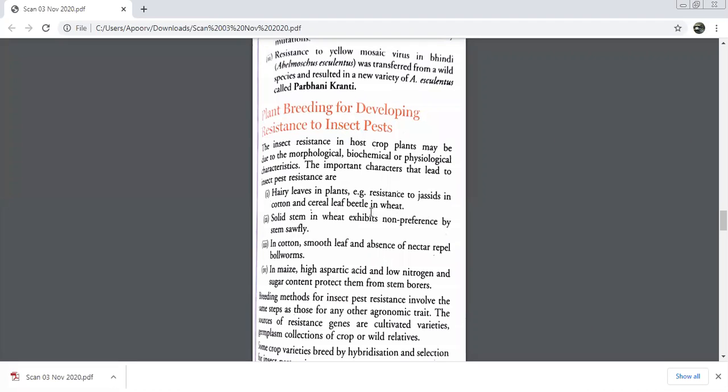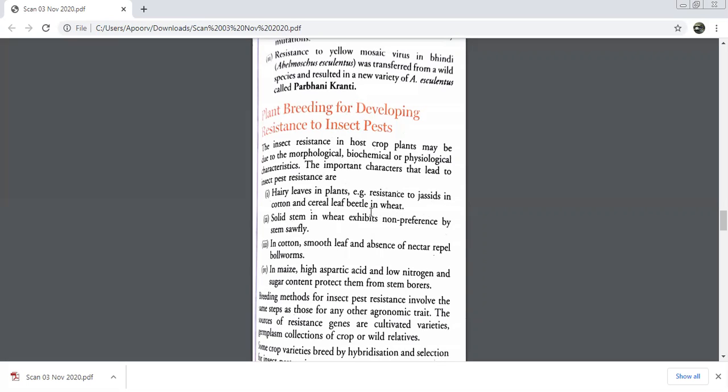See over here, the insect resistance of host crop plants may be due to morphological, biochemical, or physiological characteristics. There are three characteristics: morphological, biochemical, or it could be physiological. So the important characters which lead to this resistance are what? Number one, we have hairy leaves in plants. If the leaves are hairy, then it is a resistant characteristic. It gives resistance to jassids and cereal leaf beetle in wheat. If the leaves are hairy, it gives resistance.